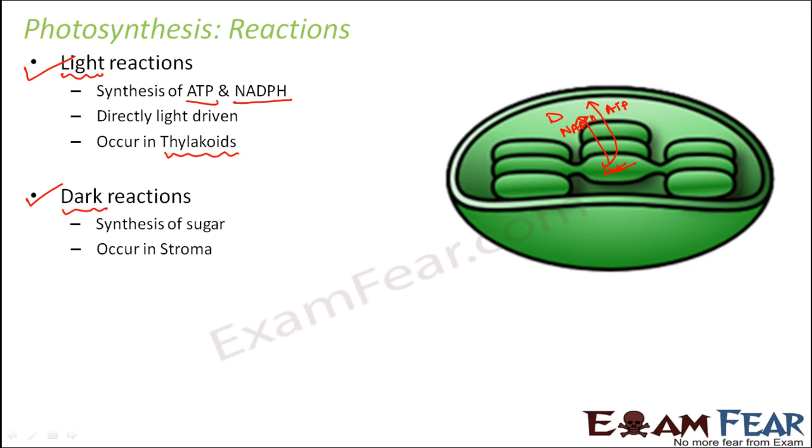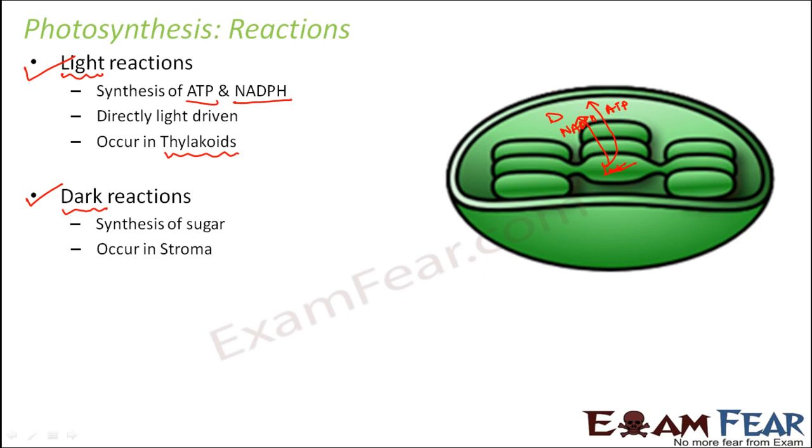So now, how are we going to divide this lesson? First we will talk only about the light reactions. What are the various ways by which the synthesis of ATP and synthesis of NADPH take place? Once we complete our discussion on light reactions, then we will start with dark reactions.